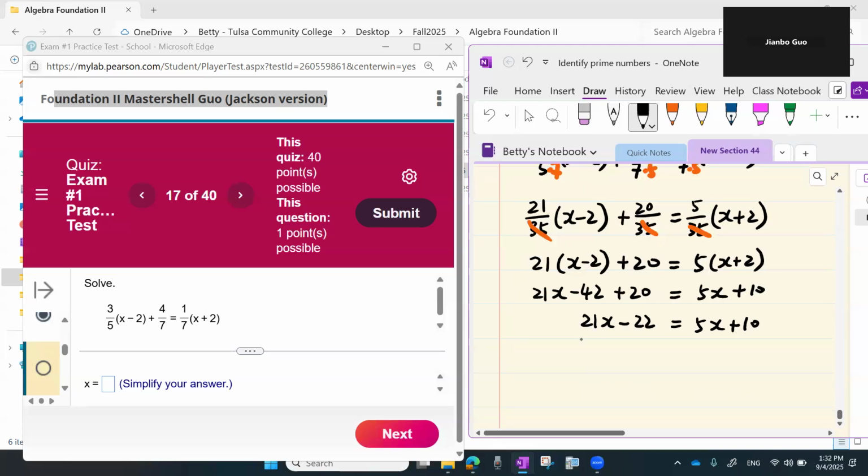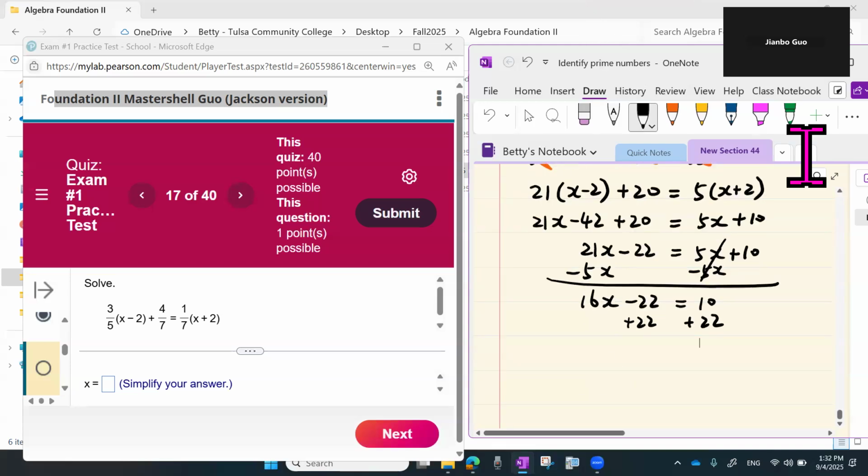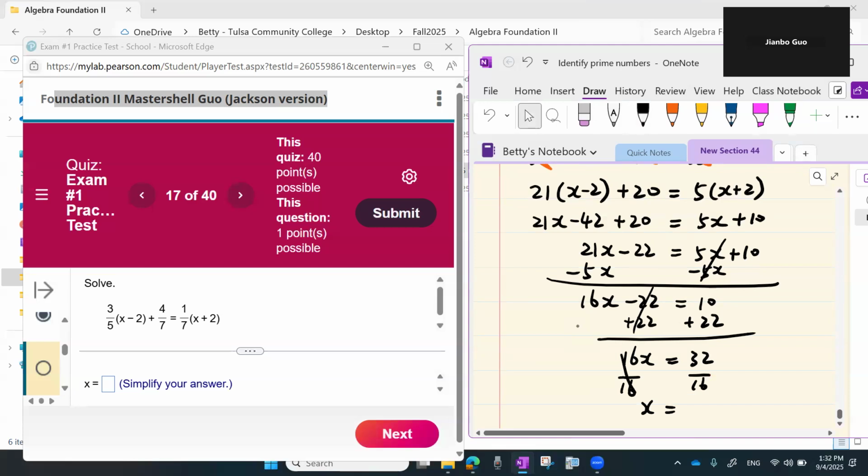We can subtract 5x from each side. And we have 21 minus 5, which is 16x. Bring down negative 22 on the left, and 10 on the right side. And then we can add 22 to each side. And we have 16x equals 10 plus 22, 32. And then divide each side by 16. We have x equals 2, right?